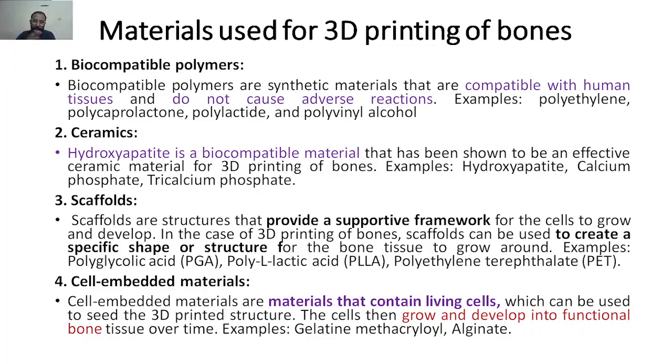Here the cells should be living, so they can be used to seed the 3D printing structure. Why do we use these cell embedded materials? For the 3D printing of structures. The cells then grow and develop into functional bone tissues over time. Examples are gelatin methacrylate and alginate.